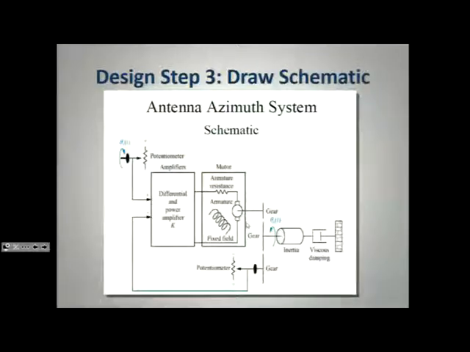Okay, that's the difference between a block diagram and a schematic diagram. Not really a huge difference, but here we've defined what we're actually going to be using in the blocks to some extent. Not in huge detail, but knowing we're going to use a power amp and a differential amp, a motor as the actuator, a gear and a potentiometer as our feedback mechanism.